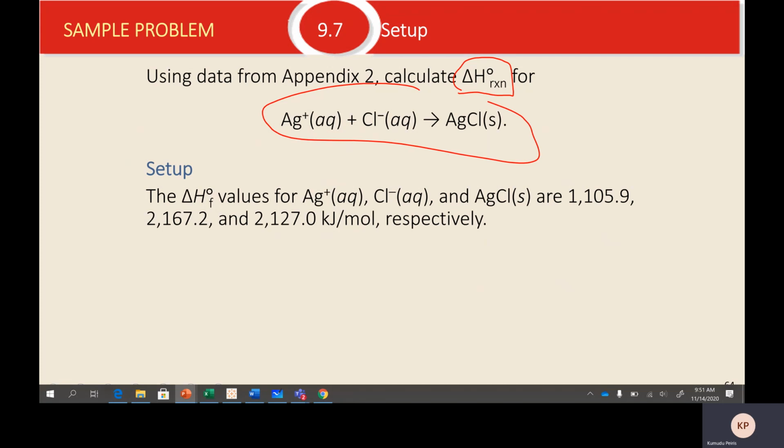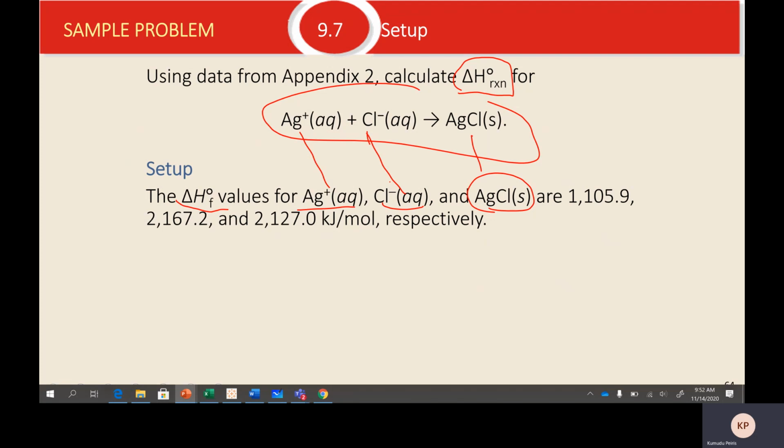Ag+ aqueous is allowed to react with Cl- aqueous to go to AgCl solid. So we are given the standard formation enthalpies of silver plus, chloride minus, and the AgCl: 105.9 for the Ag+, -167.2 for the chloride ions, and -127.0 kilojoules per mole for AgCl.